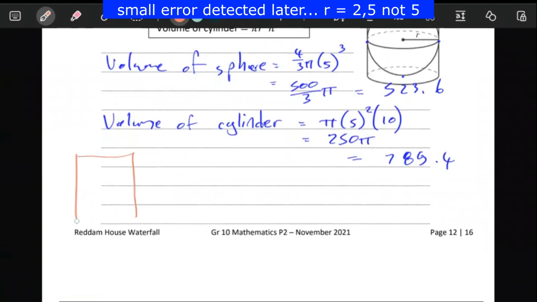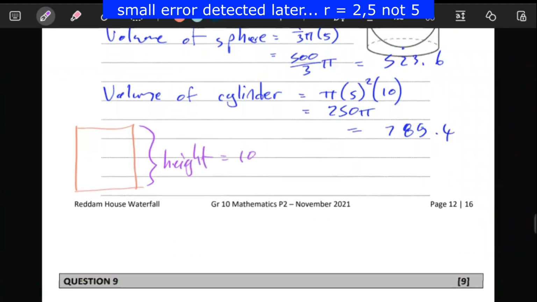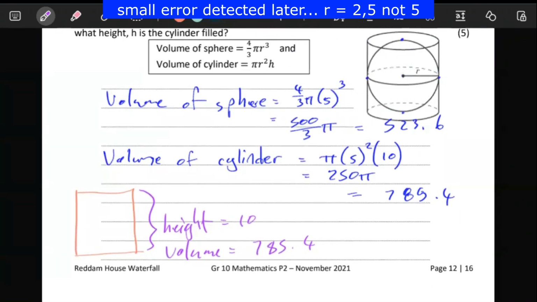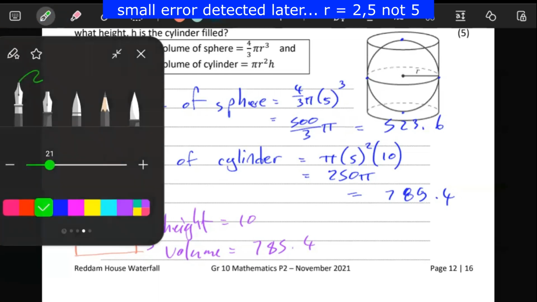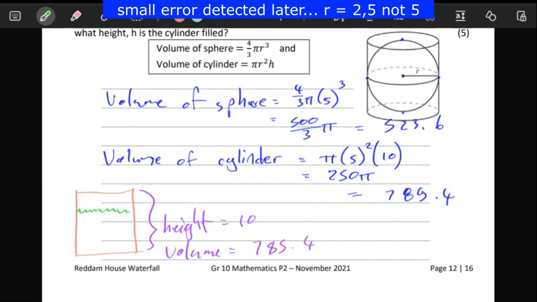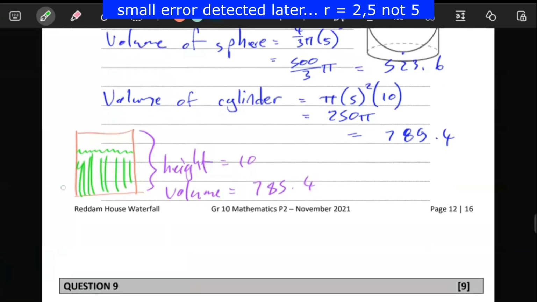Now the big idea is your cylinder, you have to look at it like this. This is your cylinder if you're looking at it from the front. What you know is the full height here is 10, height equals 10, but then the volume of the full thing is equal to 785.4. However, when the liquid from the sphere pours out, it's only going to cover 523.6 centimeters cubed. So meaning the liquid is going to go all the way until there. This volume here that's in green is 523.6. So we want to work out which height it would end up at.